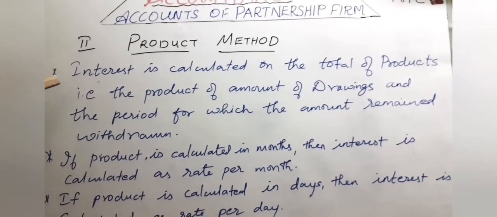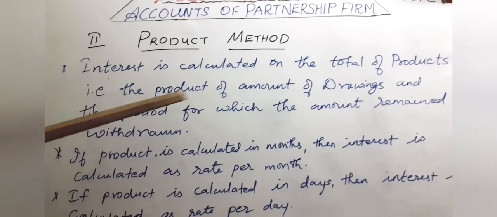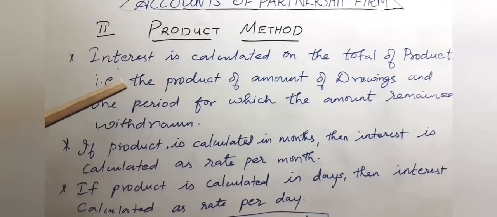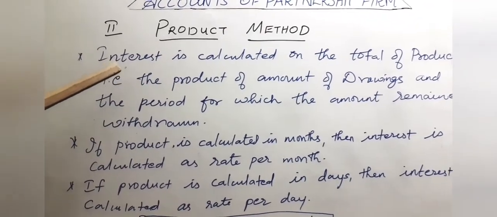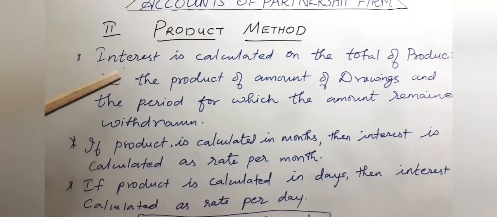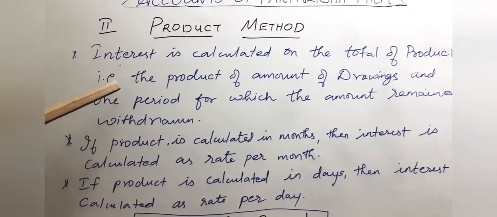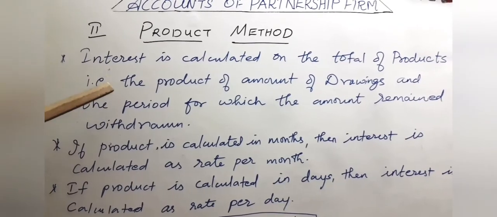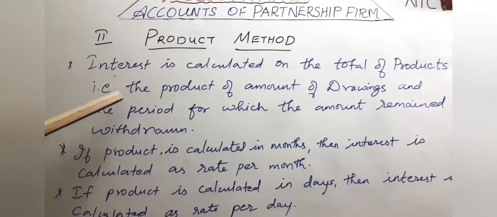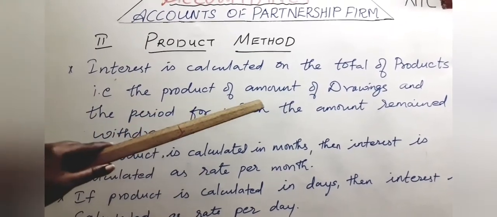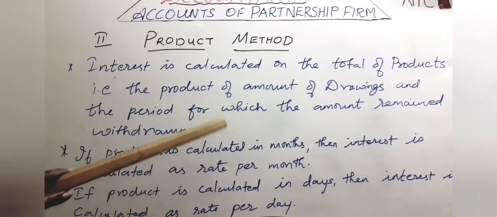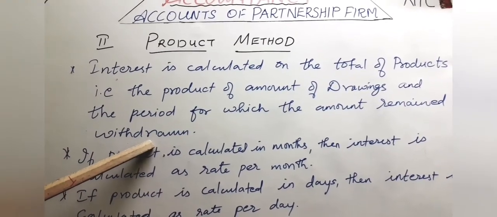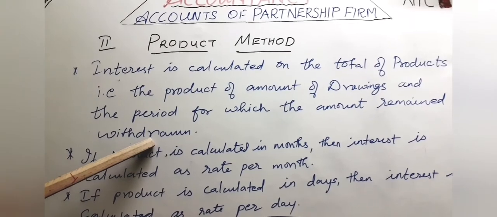Okay, children, interest is calculated on the total of the products. That means your interest on drawings amount will be given and the period of drawing will be given. You have to multiply them and find the product first, that is the product of the amount of drawings and the period for which the amount remained withdrawn. Then you want to sum up.